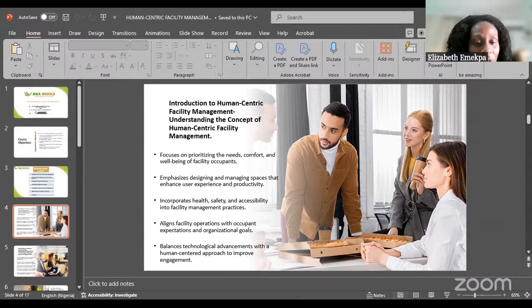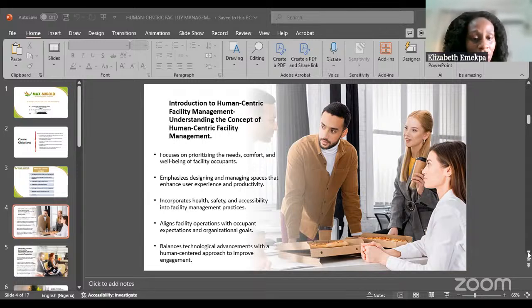Align facility operation with occupant expectation and organizational goals. As a facility manager, we have our own expectations, as well as we should also bear in mind that the people we would be working with also have their expectations. Your organization has its goal, that at the end of year 2024, we should be able to achieve ABC in this place, you know. Let us also ensure that the occupant expectations are also met. And that's why we have an SLA, service level agreement, in facility management, okay?